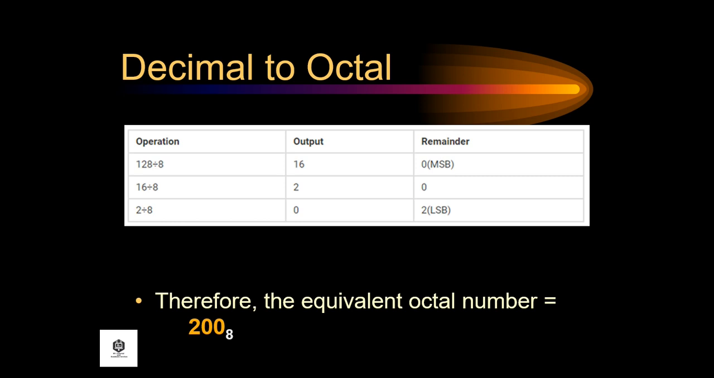128 divided by 8, then the output would be 16, and the remainder would be 0. Next, 16 divided by 8 is equal to 2. 2 times 8 is equal to 16, so there will still be 0 remainder. Next, 2 divided by 8 is equal to 0. 0 times 8 is equal to 0, so there will be a remainder of 2. Therefore, the equivalent octal number is 200.